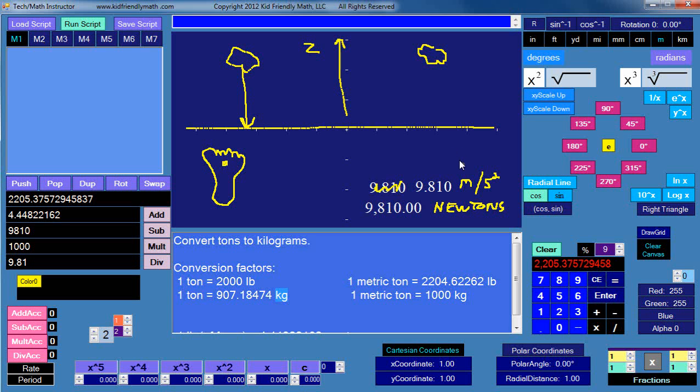It's a confusing topic, but maybe it makes a little bit of sense. That's it for this lesson, and I'll see you in the next lesson.